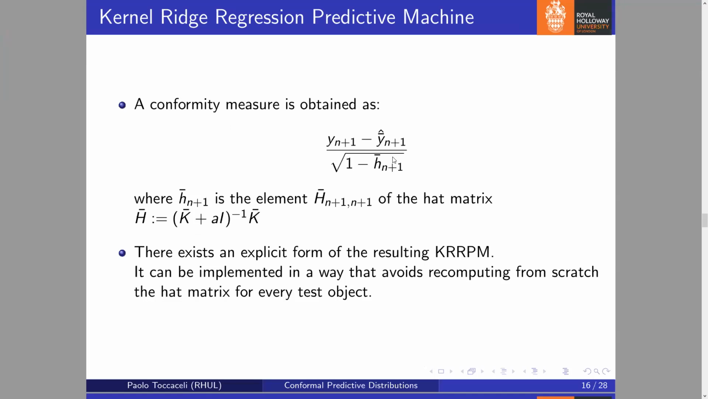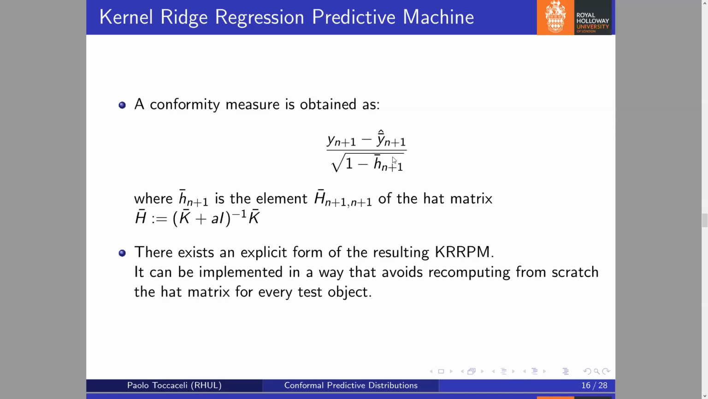Sorry, let's make it better. So what we have now is that a conformity measure can be obtained by scaling the difference between the hypothetical object and the hypothetical label and the actual and the predicted label, using the method that I used before, if we divide it by an appropriate factor, or you multiply by the appropriate factor.